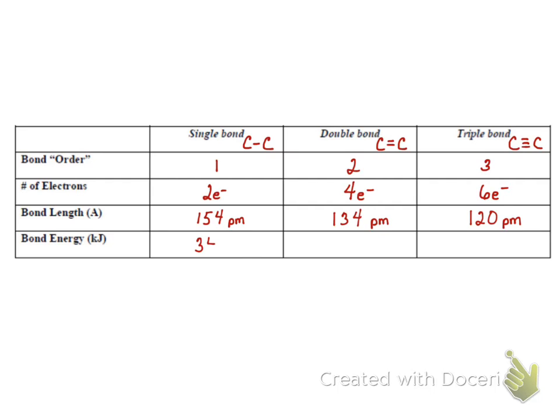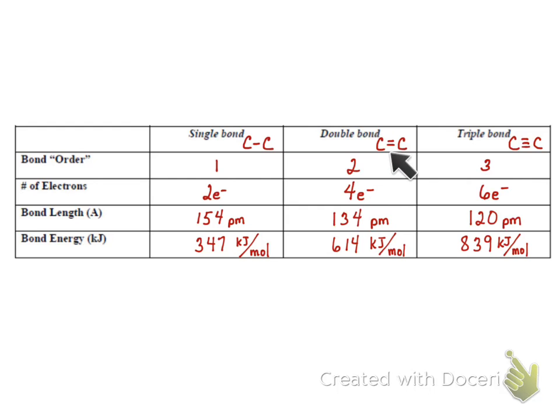So if we're going to compare some data on bonds, a single bond is, for example, carbon-carbon. It has a bond order of 1. It uses 2 electrons. Here's its length, 154, and here's the bond energy. It takes 347 kilojoules to break this bond.